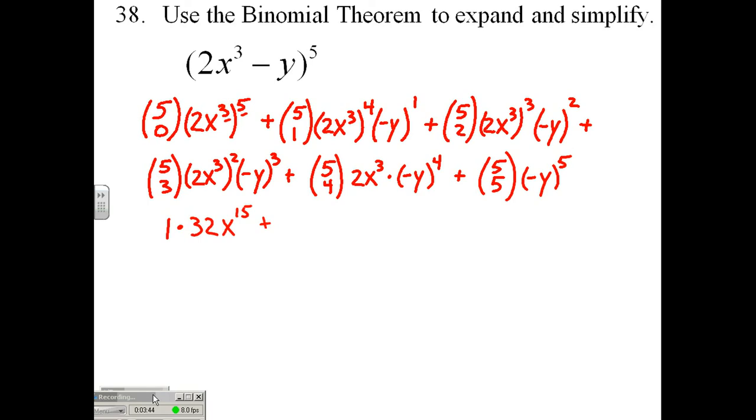Plus, C anything 1 is the top number. So C7,1 would be 7, C12,1 is 12, Cn,1 is n, and C5,1 is 5. Times 2 to the fourth, 16, x to the 12th, and a negative y, which is going to make my second entire term negative.